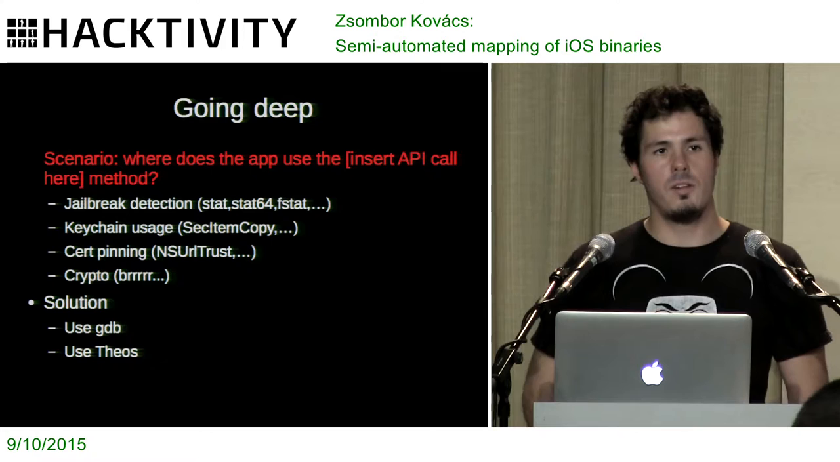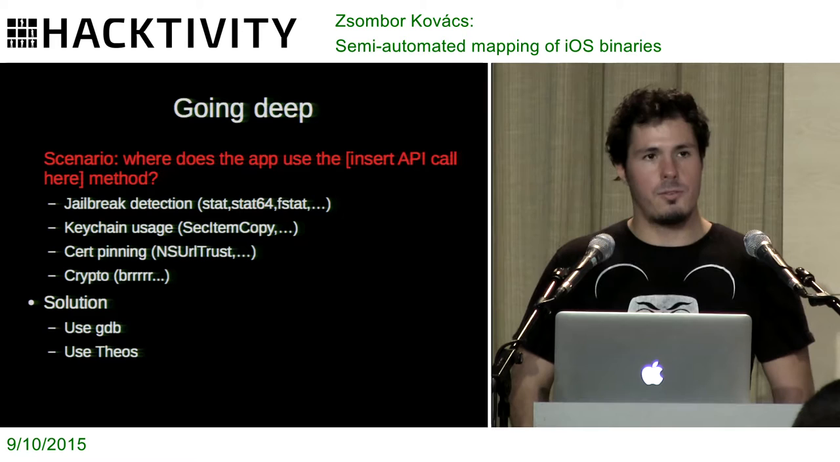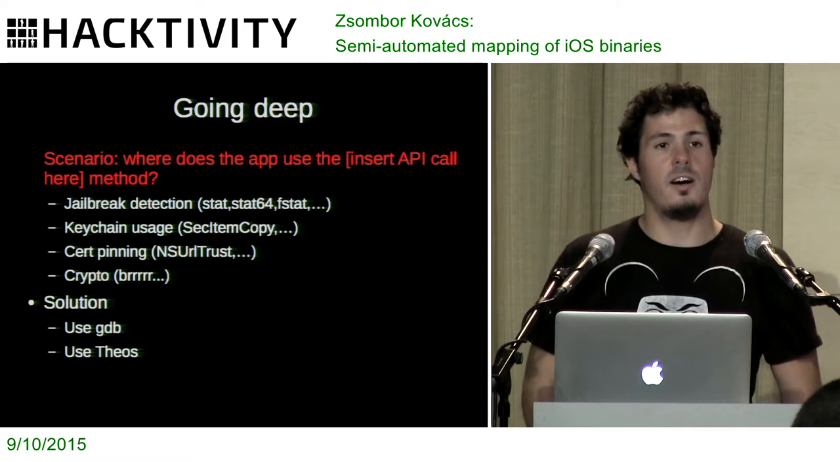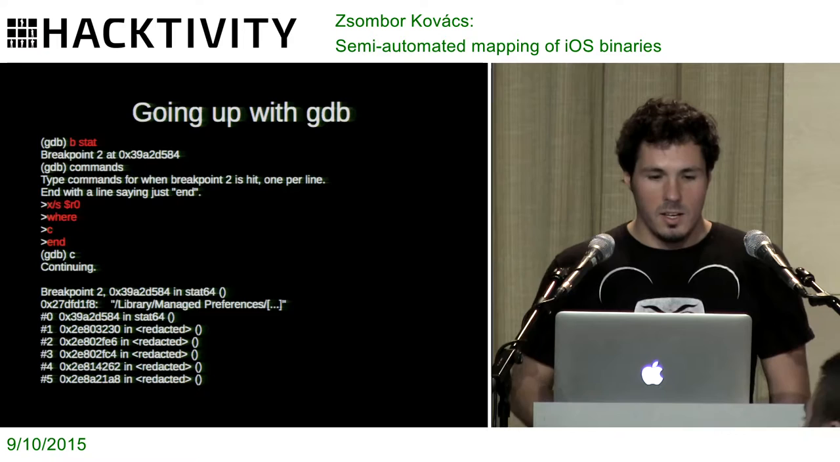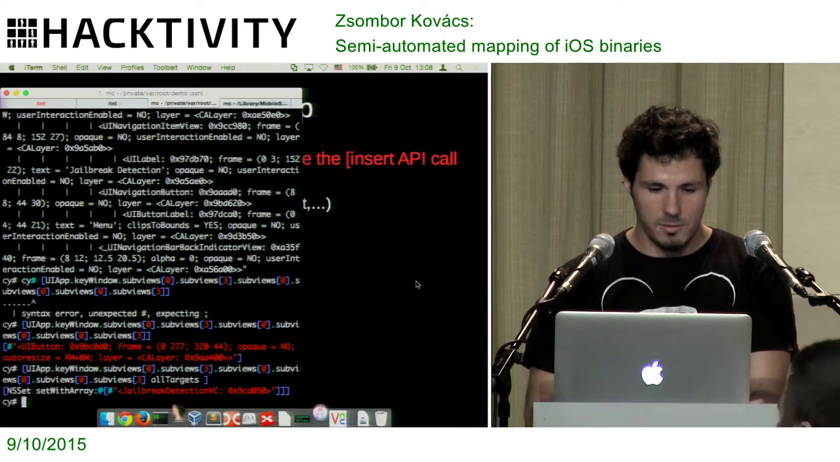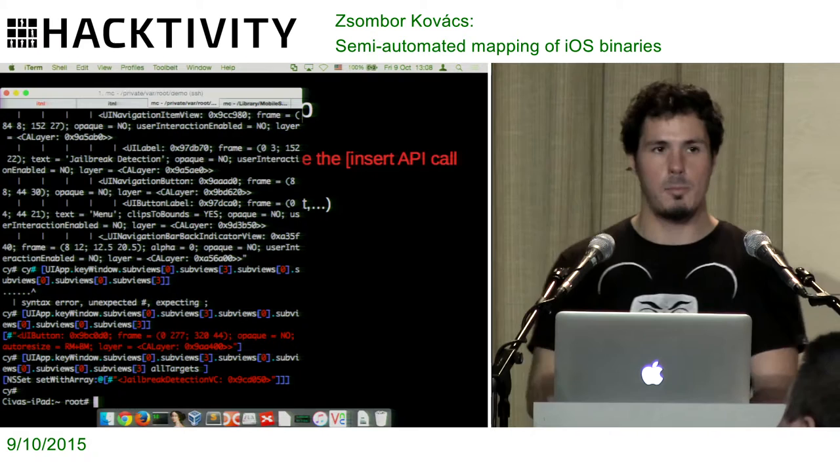So typical areas of interest are jailbreak detection, keychain usage, crypto, and I will show you two separate methods to pinpoint and get those precious stack traces when it comes to an actual API call. First of all, I'm going to use GDB, which is very, very useful sometimes, even though it's not supported by Apple anymore. They instead opted for LLDB as the new debugger of choice.